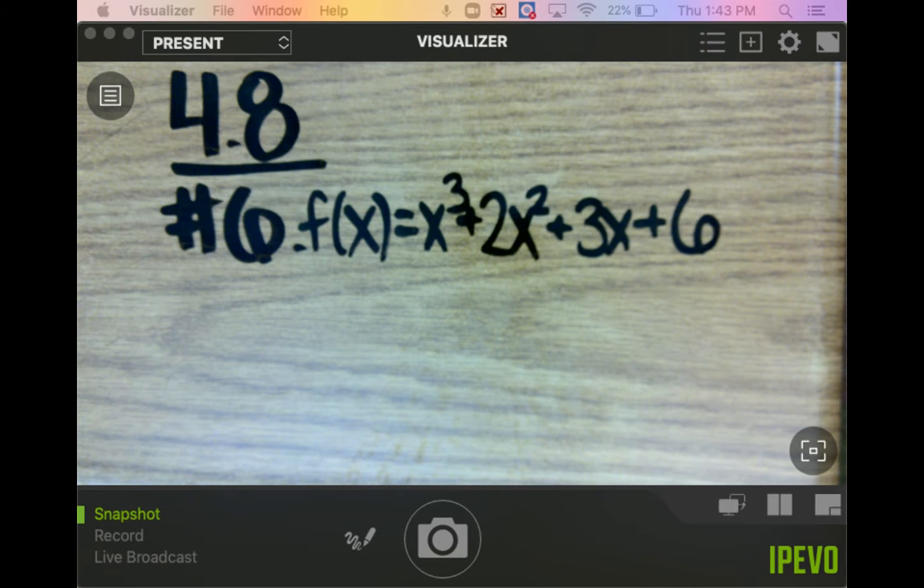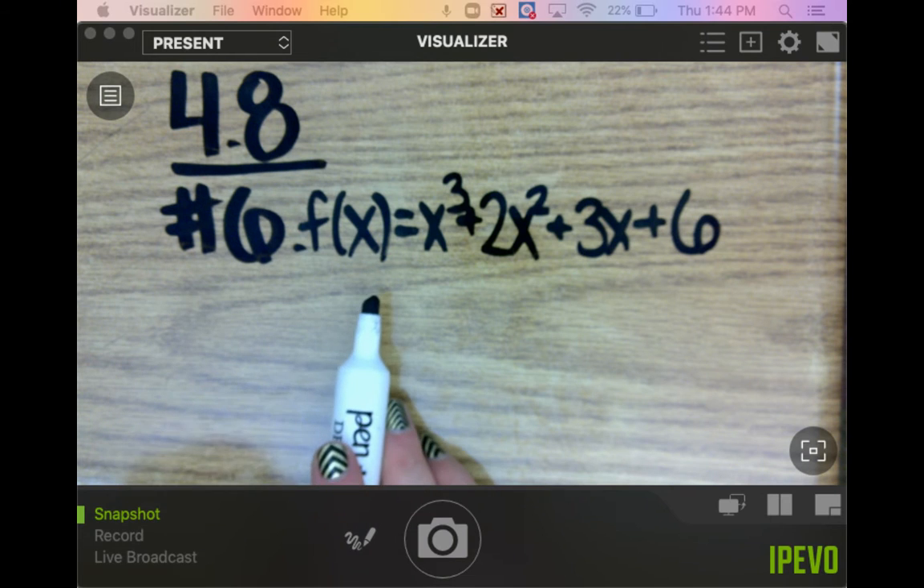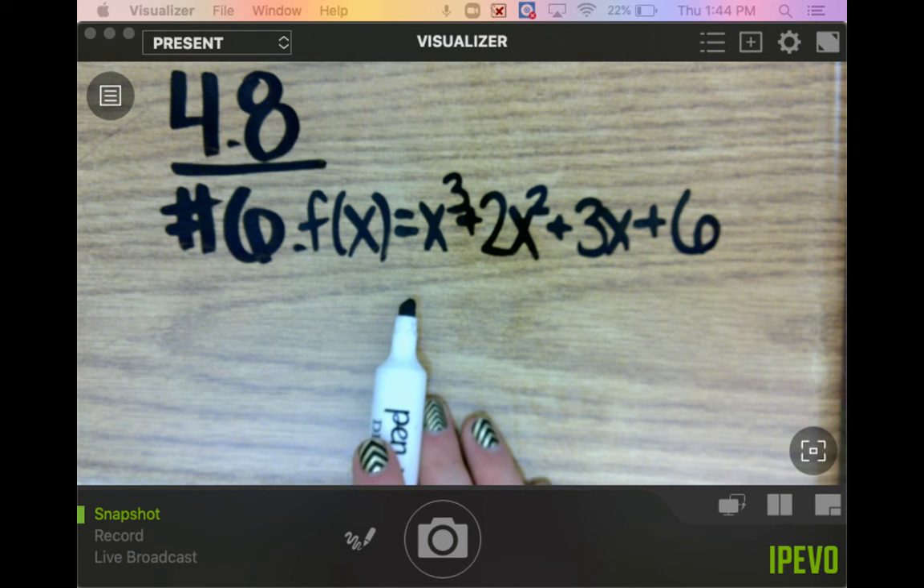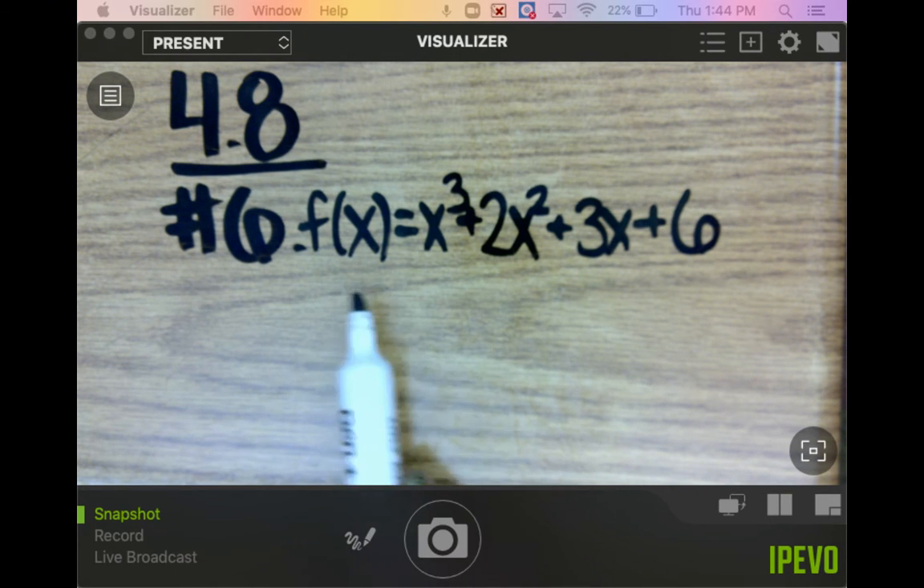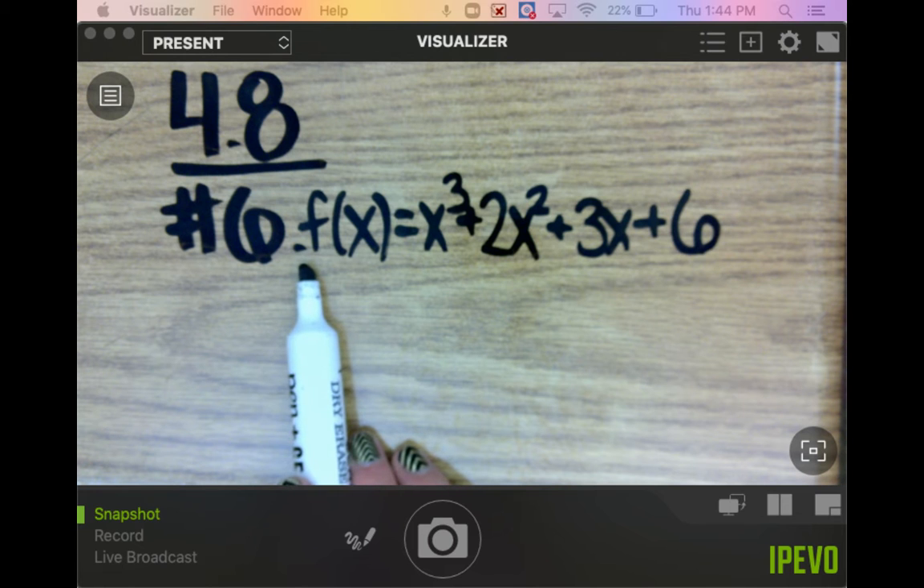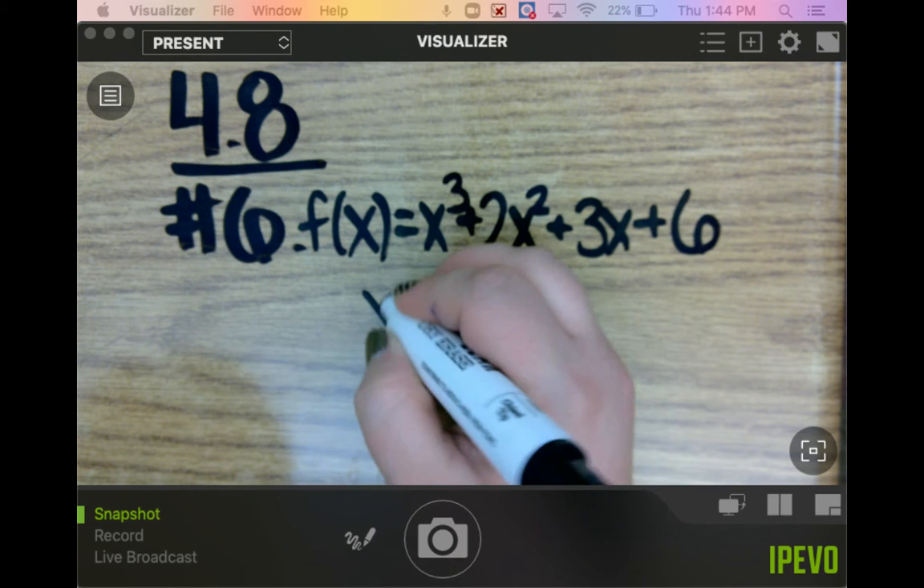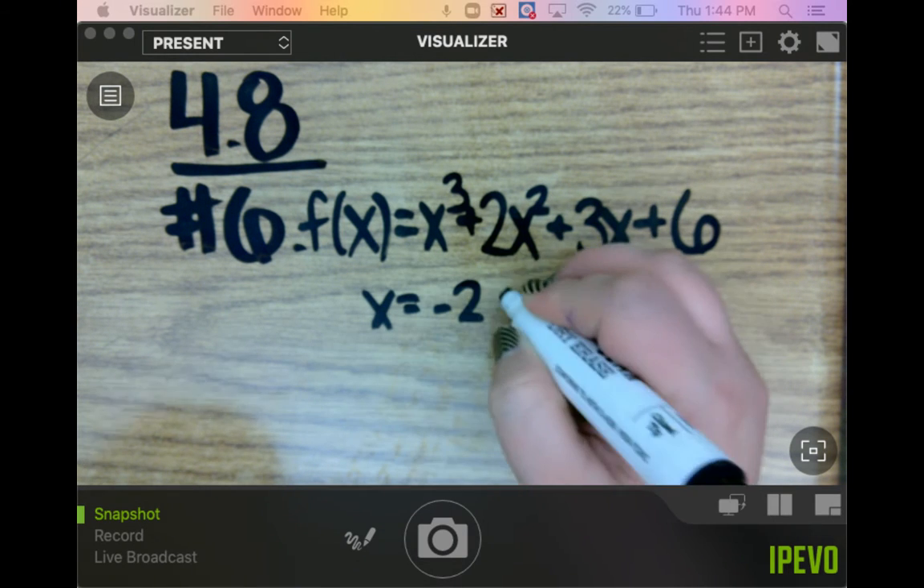The only one that was asked on 4.8 was number 6. And this one says f of x equals, so they're not actually numbered, they're lettered. So f of x is the one that we're on. It goes a, b, c, d, e, f. And it gives you this equation, and then it says, given that x equals -2 is a root.